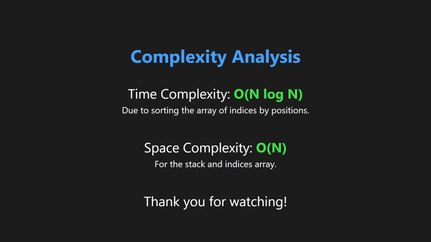Finally, let's analyze the complexity. The time complexity is O(n log n) because we sort the robots by their positions. The collision processing itself takes O(n) time since each robot is pushed and popped from the stack at most once. The space complexity is O(n) for the stack and the indices array.